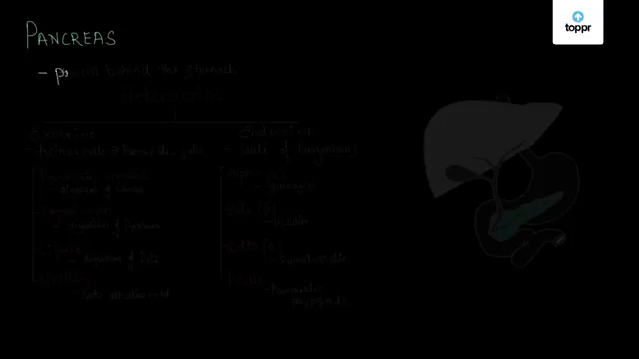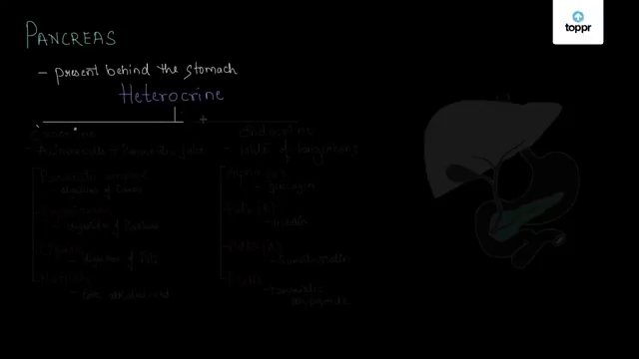So the pancreas is present just behind the stomach. The pancreas is considered a heterocrine gland, which means that it is both exocrine as well as endocrine. So the pancreas is heterocrine in nature and has two parts. One is the exocrine and the other one is the endocrine.